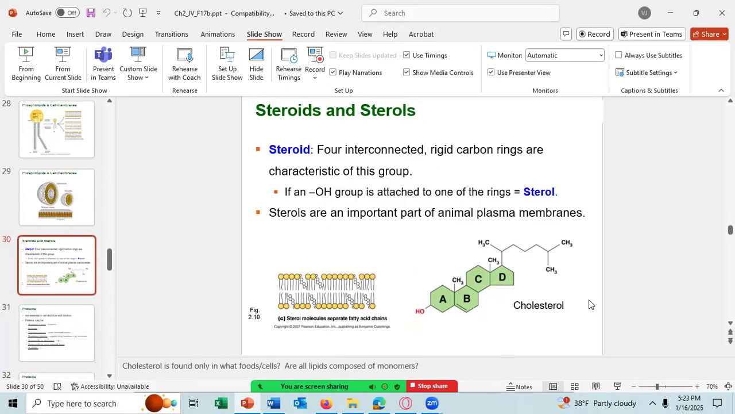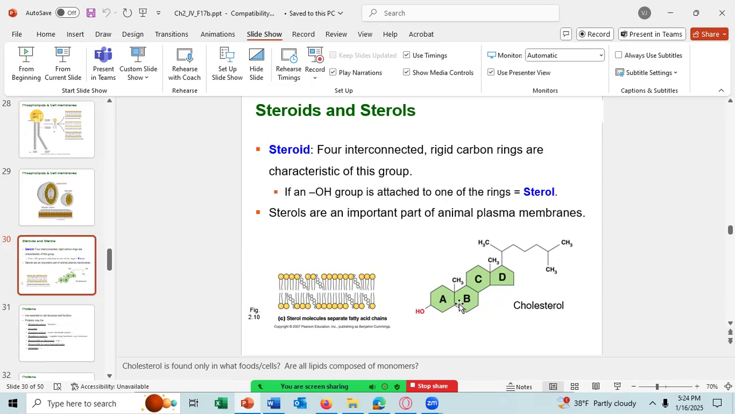So let's move on to our third group of lipids, and that is a steroid. A steroid is a four interconnected rigid carbon ring molecule. So there's a steroid with 1, 2, 3, 4 rings, and there can be other parts of the molecule. If there's an OH group attached to a steroid, we call it a sterol. And this has an OH group attached to it, so it is a sterol.